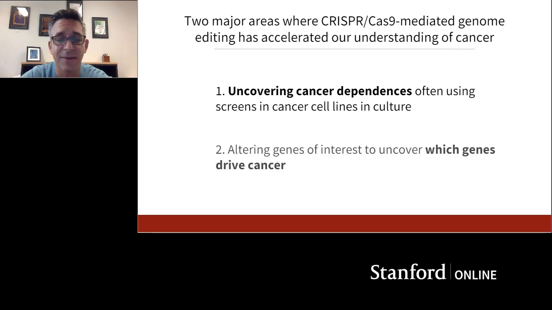And then the second main thing I want to tell you about is really altering genes of interest in cells to try to understand which of those genes drive cancer growth and different phenotypes, different ways those cells act. So first, let's talk about uncovering cancer dependencies.